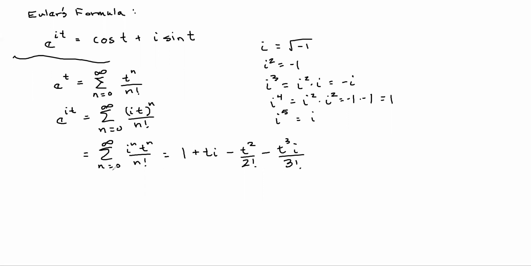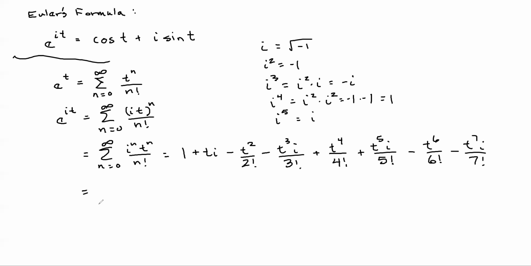All right, so anyway, now we're up to n equals 4. At i to the fourth, we're back to plus. We've got t to the fourth over 4 factorial. And then the next one is going to be plus, and you can kind of just see a pattern at this point. t to the fifth i over 5 factorial, minus t to the sixth over 6 factorial, minus t to the seventh i over 7 factorial. And it just kind of continues from there.